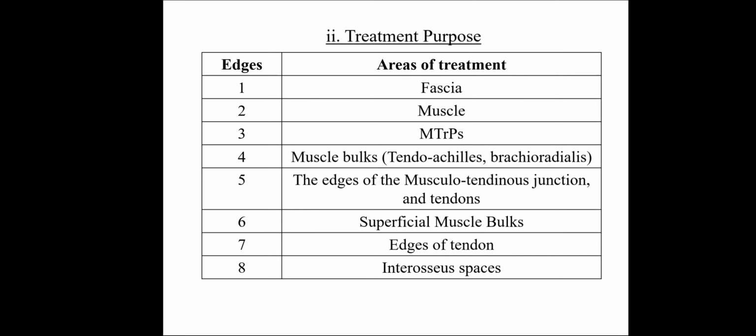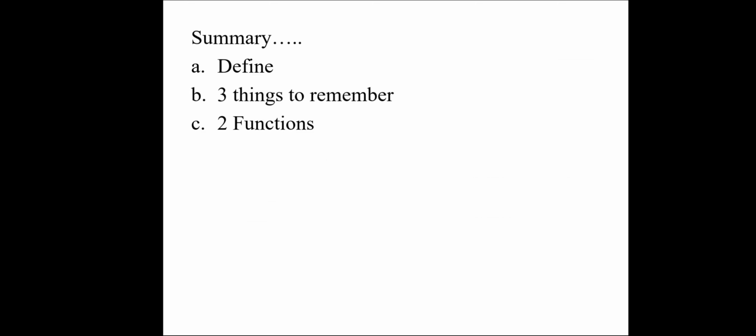First one, the plain one, is used for fascia, that is for superficial. Edge 2 used for muscle, that is for deep. Edge 3, that is also known as 2.8 edge, used for MTRPs, that is your myofascial trigger points. Edge 4 used for muscle bulks or the deep tendon, that is your tendoachilles and your brachioradialis. Edge 5 and 7, edges of the tendon or your musculotendinous junction. Edge 6 for superficial muscle bulks. Edge 8 for interosseous space release in order to drain the edema.